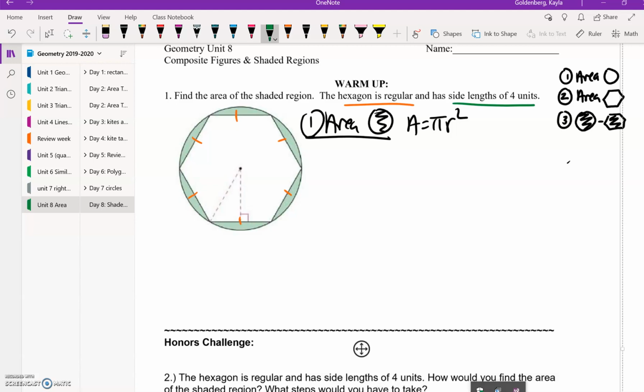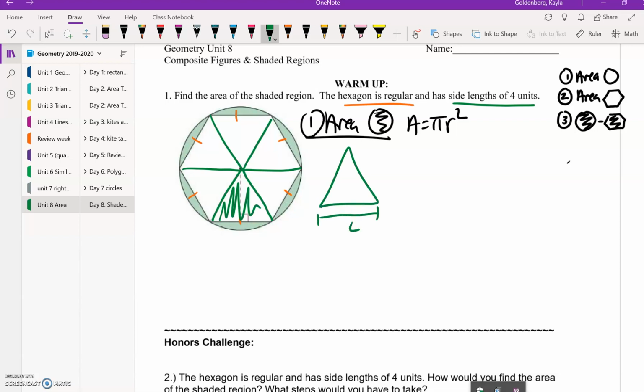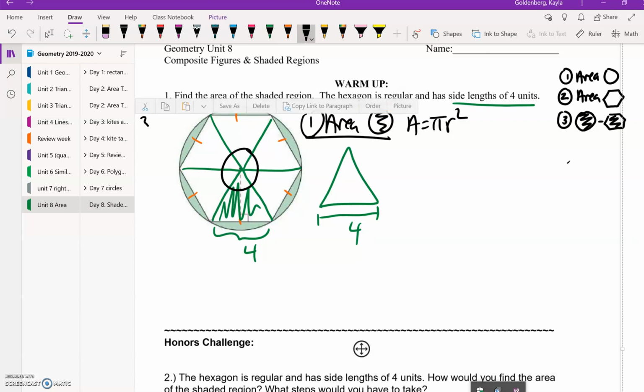So it has side length of 4, which means if I focus on one of my pizza slices, remember it's going to be 6 total triangles. If I focus on this one here, I'm going to redraw this triangle. We know the side length is 4, right? That's the side of each of the outer sides of my hexagon. And a hexagon, remember, if I do 360, the total circle degrees, divided by 6, because there are 6 triangles, it's going to come out to be 60 degrees.